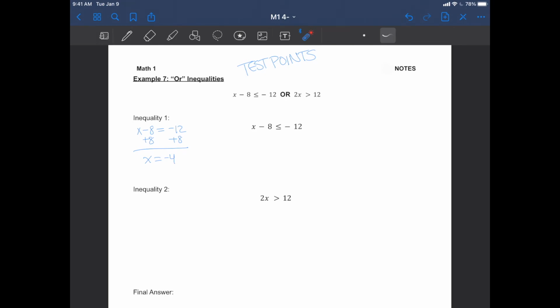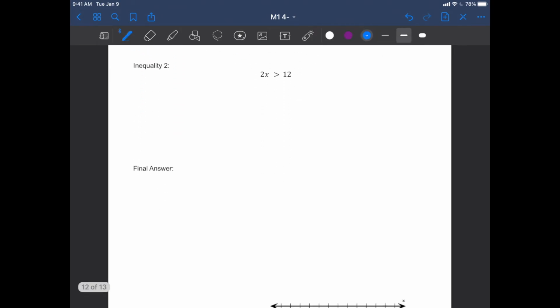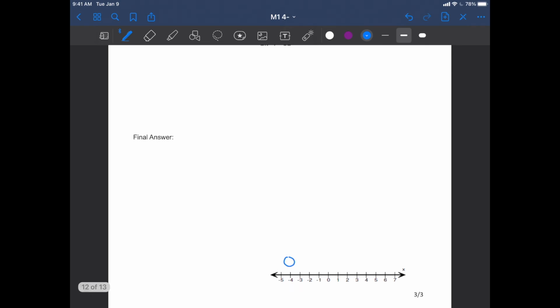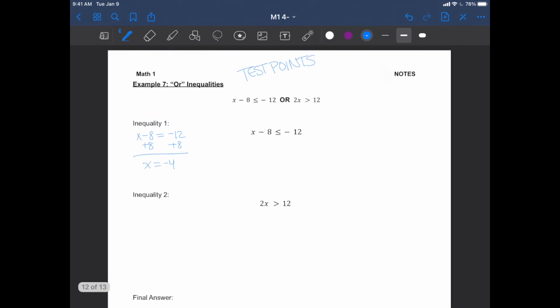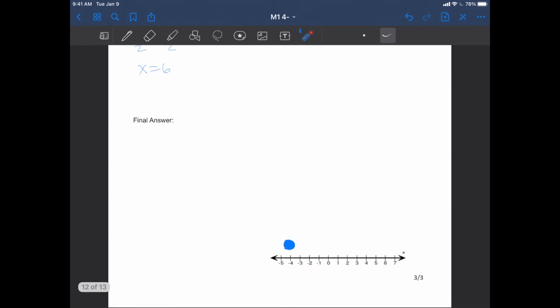So because the original said less than or equal to, that means I'm going to put a closed circle on x equals negative 4. So let me do that, and I'll scroll back up. So closed circle on this one just because of the inequality that we started. And then inequality 2, let's see. 2x equals 12, divide both sides by 2, x equals 6. Okay, now because this originally said greater than, that means I'm going to put an open circle on 6.